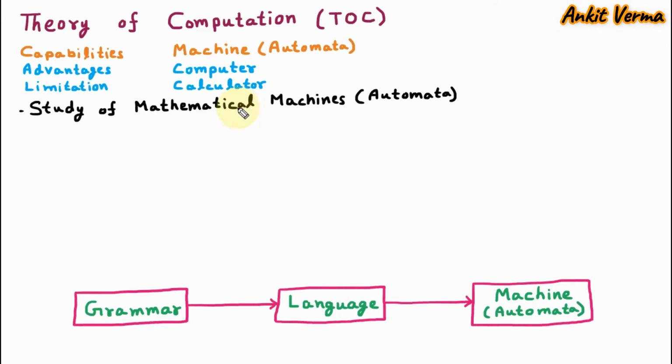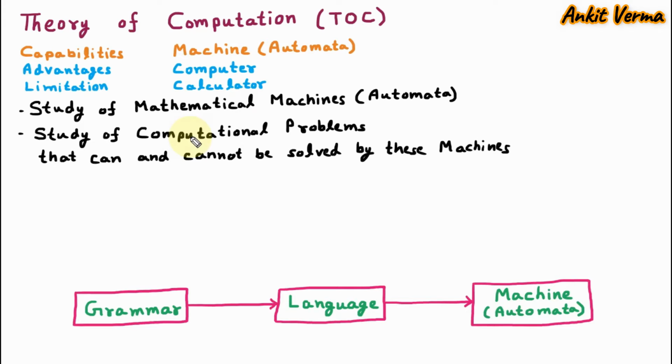TOC is also the study of computational problems that can and cannot be solved by these machines. There are various computational problems which can be solved by the machine and which cannot be solved by the machine. So here we study all such computational problems.